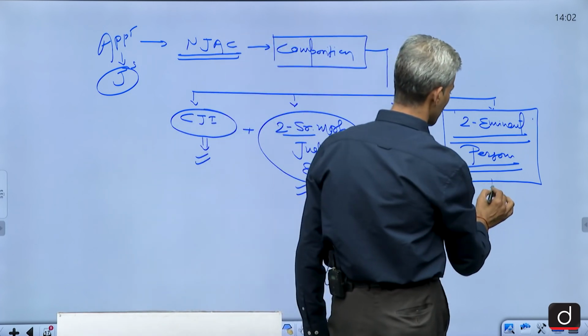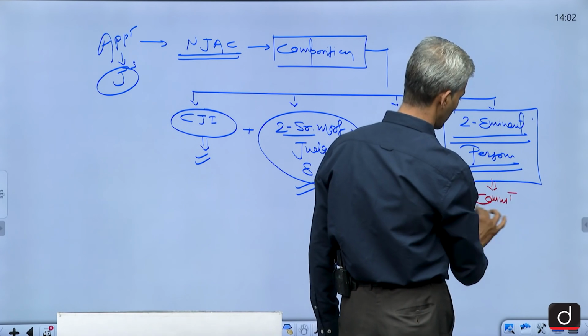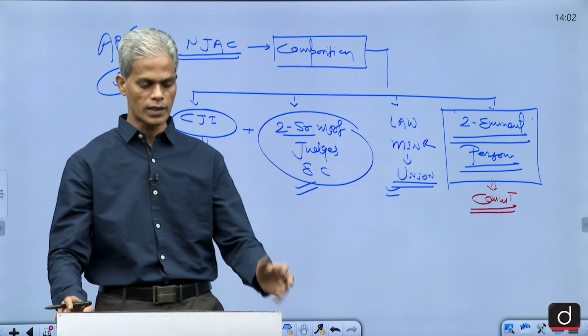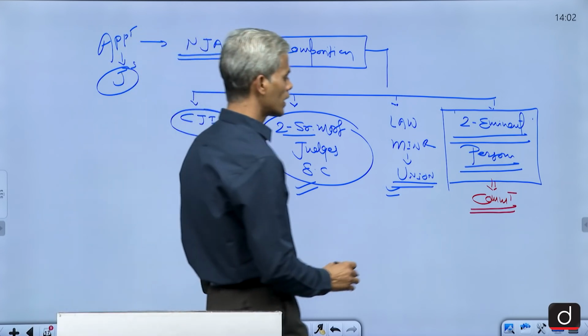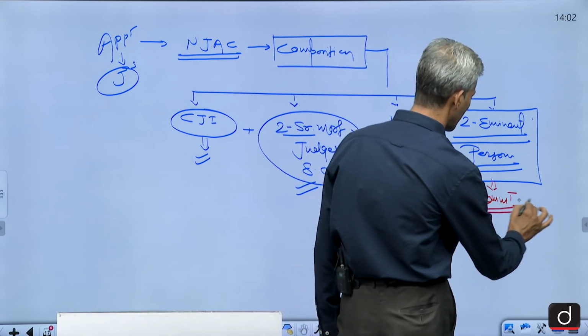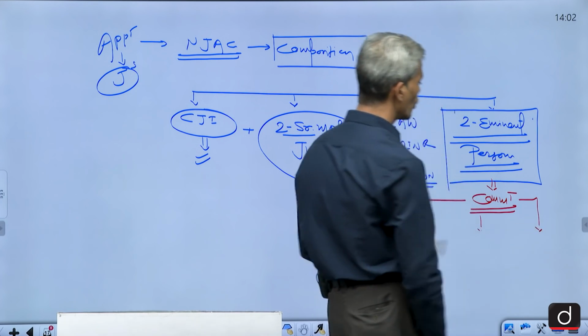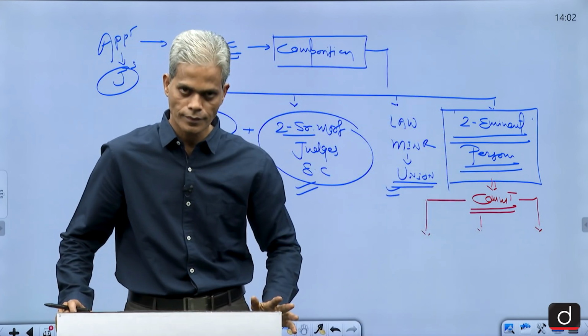Here, they said there would be another committee which will recommend who these 2 eminent persons would be, because more or less we all are eminent only. Nobody believes that they are not eminent. So this committee will have 3 members who will decide who those 2 eminent persons are or were.